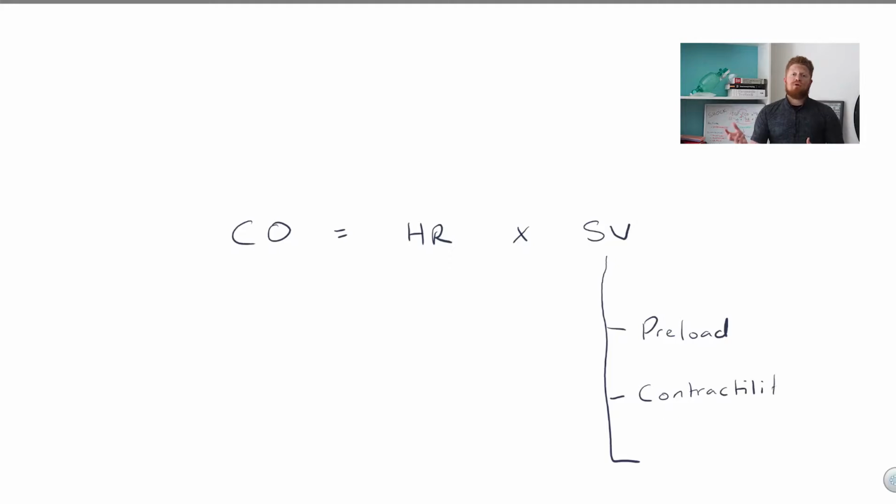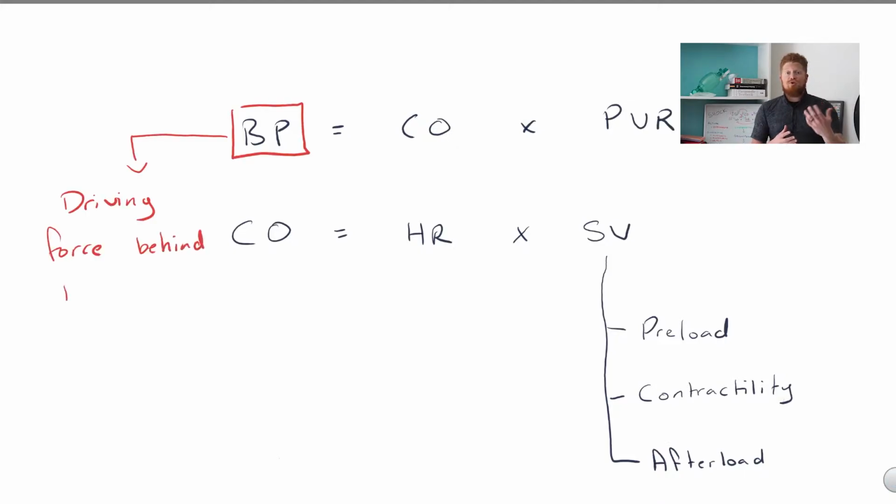Okay, so this is where we're going to rely pretty heavily on those hemodynamics formulas. So I urge you again to go and have a look at those if you haven't already. Let's start with cardiac output equals heart rate times stroke volume. And we should already know that 3 things that affect stroke volume quite significantly are preload, contractility, and afterload. Cardiac output is then taken and compared with peripheral vascular resistance to give us blood pressure, which is the driving force behind perfusion.